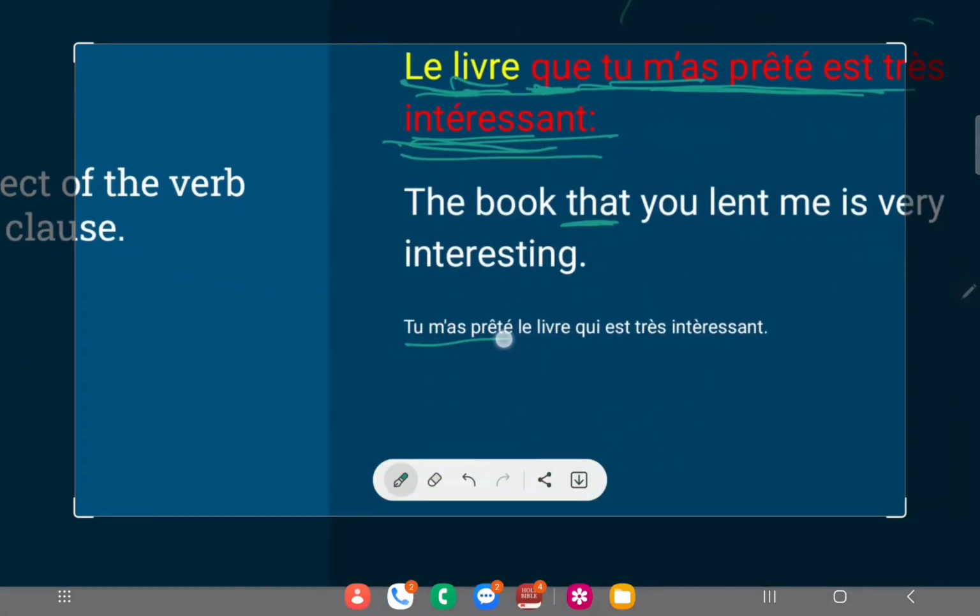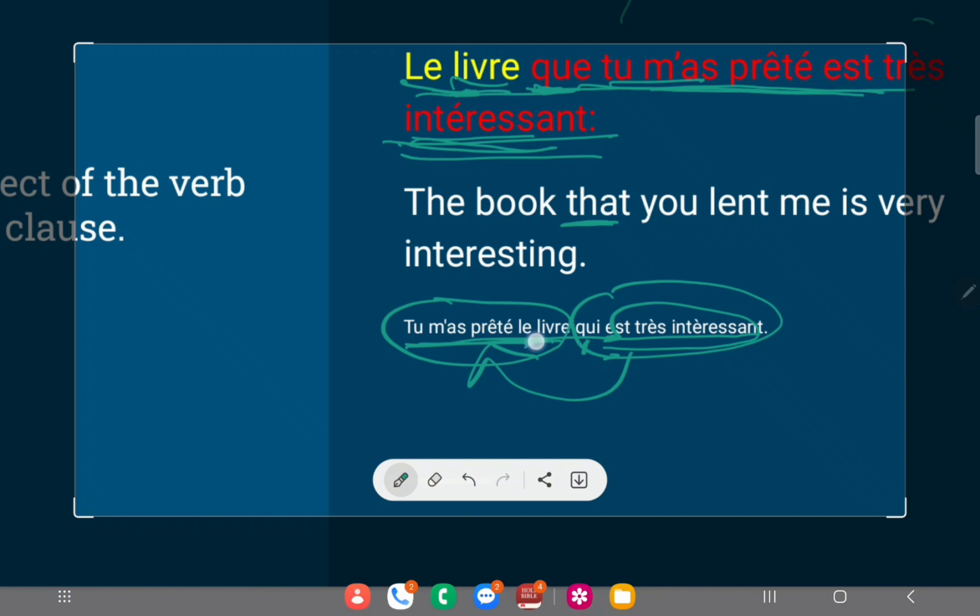Look at this. Tu m'as prêté le livre qui est très intéressant. You gave me the book which is very interesting. You can divide this into two parts, the main clause and the relative clause. In this relative clause, we can see that qui is the one carrying out the verb, which makes it the subject. Also, it ushers in this information about livre.